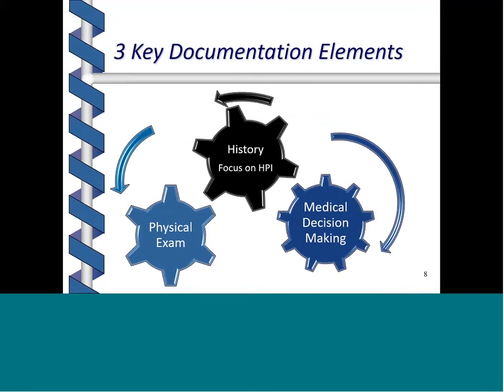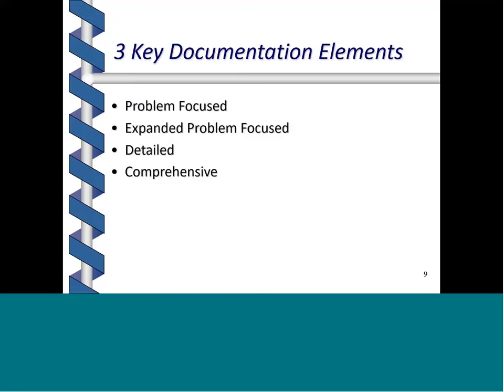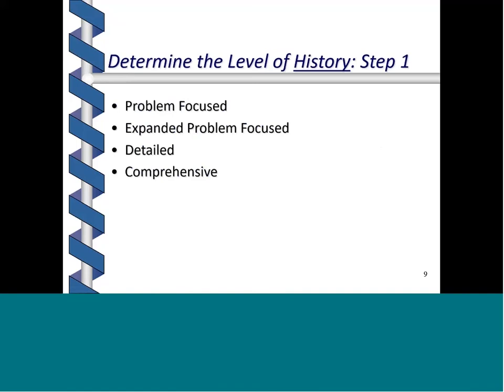So the history, which we really focused on, is the history of the present illness or the chief complaint, the reason we're seeing the patient, then the physical exam and the medical decision-making. When we determine the level of service for the history, there's actually 4 levels of a history.